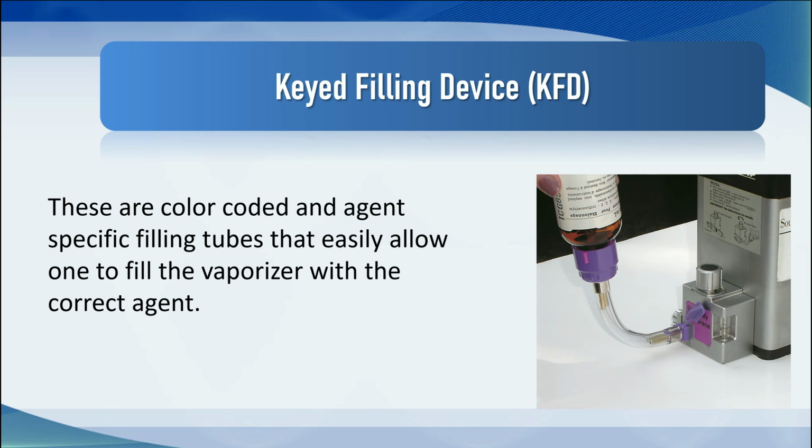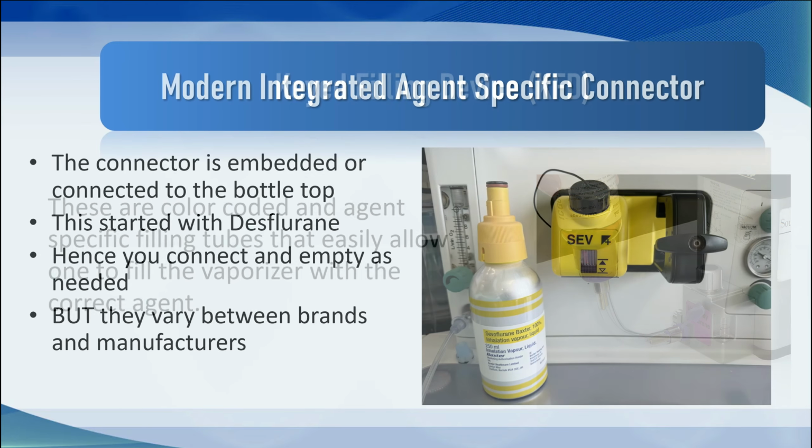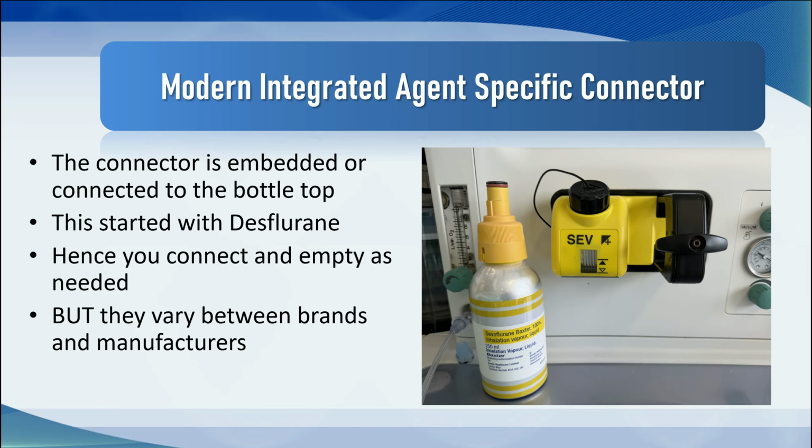And while these devices are great, there is a major drawback. You can have a relatively empty vaporizer, you can have a bottle of agent, but you cannot find the dongle to attach the two. And this is a scary situation if you're alone in the middle of the night in the operating room. Modern integrated agent specific connectors are now used. The connector is embedded or connected to the top of the bottle. Now, this started with Desflurane back in the 1990s because you cannot open a Desflurane bottle, it will literally boil off. You can connect and empty it as needed, but they do vary between brands and manufacturers. There is no standardized connector.